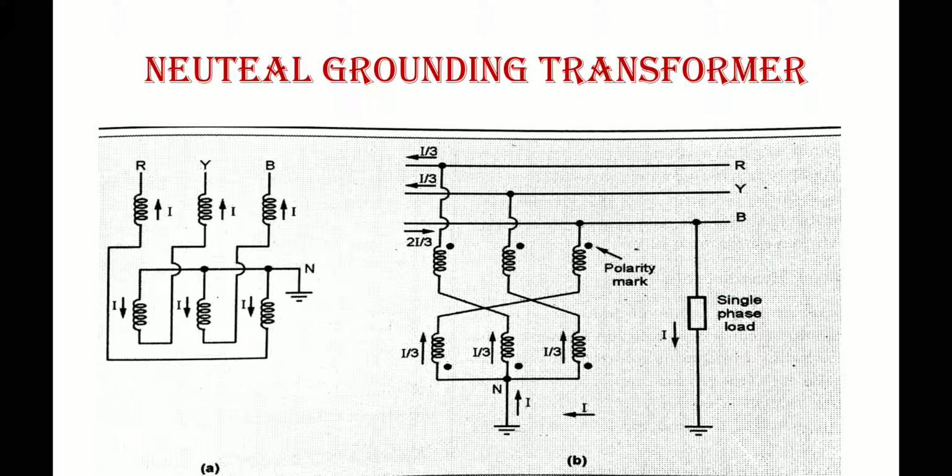Iron losses, either eddy current losses or hysteresis losses, will be present under the normal condition. Suppose in case of a fault, what will happen? Due to the high fault current flowing, that will result in the production of what? Copper losses. Copper losses will be given by what? I square R losses in the transformer.